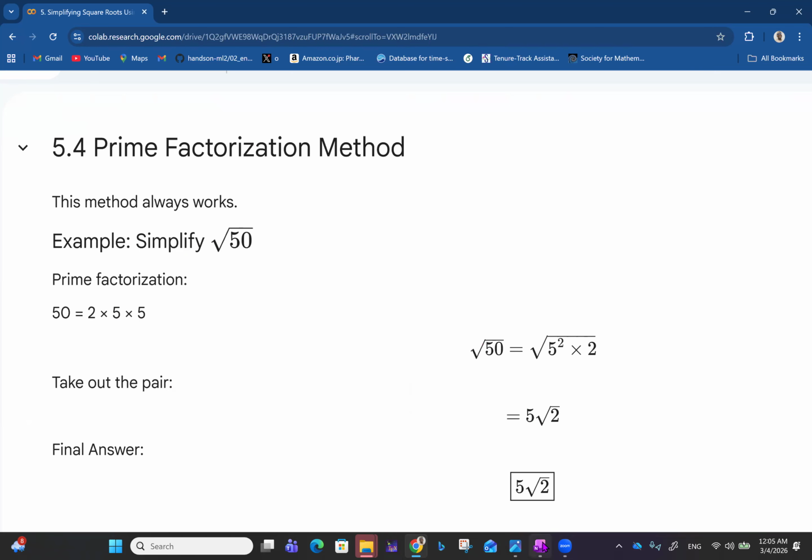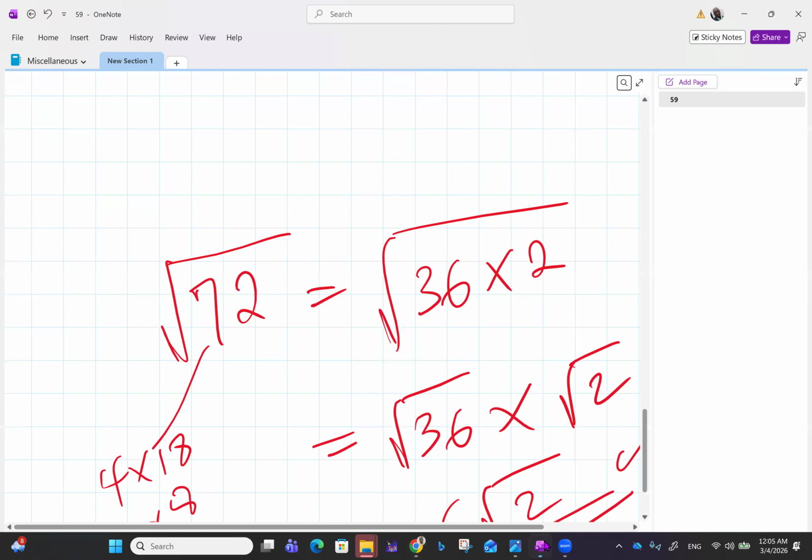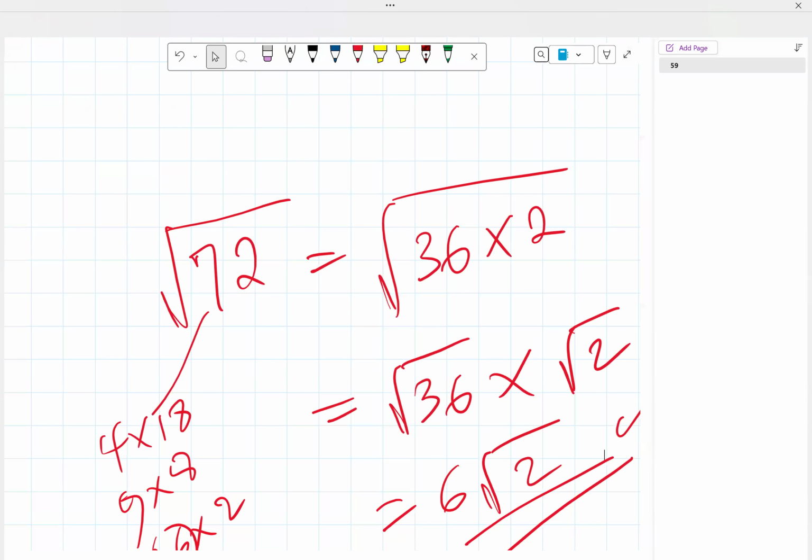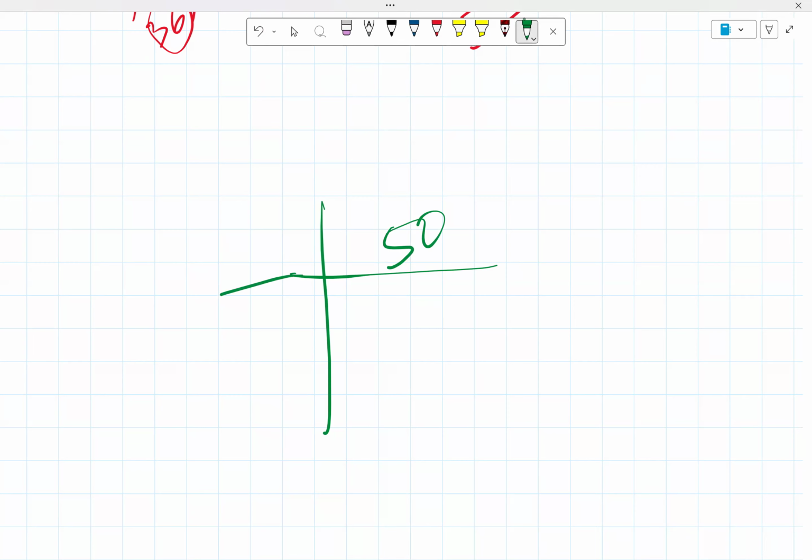So prime factorization simply means breaking down 50 into 2 times 5 times 5. But how do you even know? Let's assume you're seeing the number for the first time. All you need to do is use the factor tree. So this is 50.